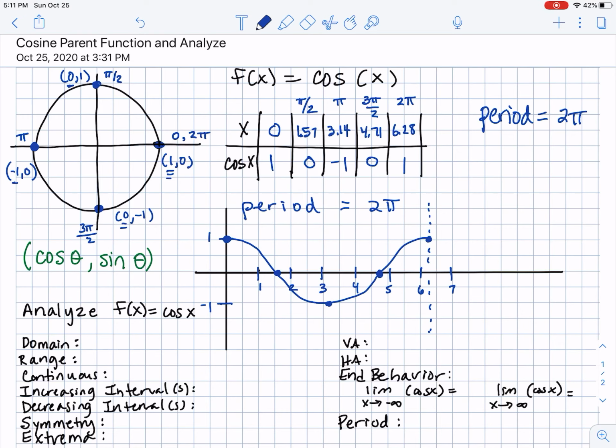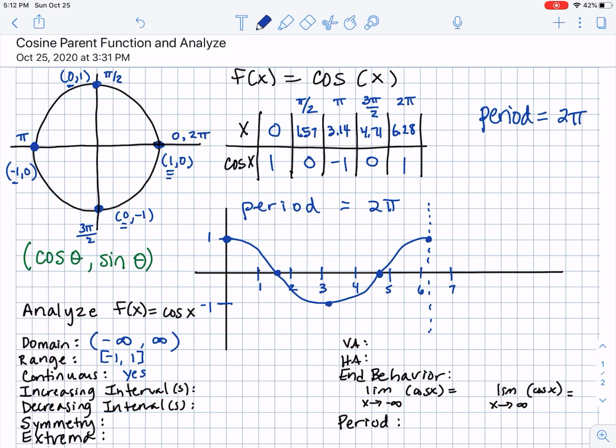The domain for the cosine function is all real numbers. So in other words, negative infinity to infinity. The range, well, the range goes from including negative 1 to including 1. Is it continuous? Meaning, if I use my pencil and trace it, do I lift up my pencil? I do not. Therefore, yes, it's a continuous function. There are no holes or breaks in the graph.